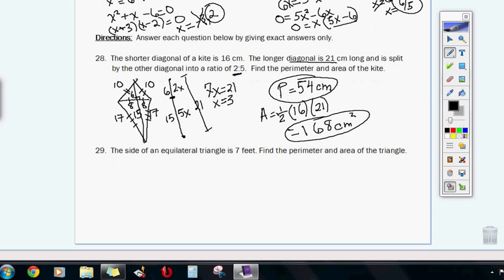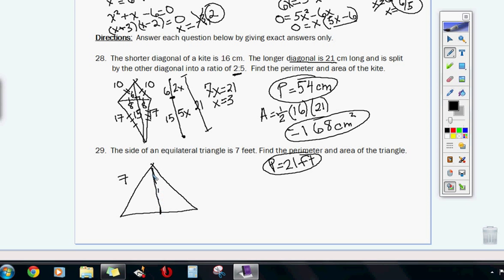Give me a second to scroll down here. We have a side of an equilateral triangle. Here it is. Okay, so an equilateral triangle. One side is 7 feet. We want to find the perimeter and the area of the triangle. Now, I'm not going to lie to you, I really hope you can realize very quickly that the perimeter would be 21 feet because it's an equilateral triangle, 3 sides. All right, but to find the area, what we have to actually come up with is this height here.